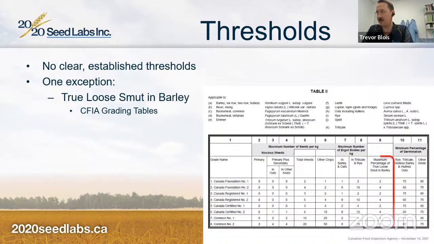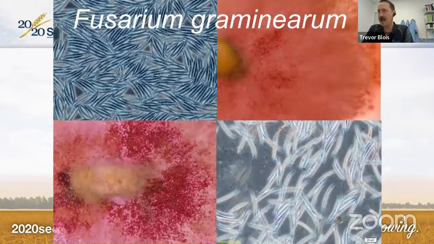accredited test, right? So on table 2 here, you can see the maximum percentage of true loose smut that's allowed in barley, and it's between 2 and 4%. It's 2% for number 1 for pedigreed seed and 4% for number 2. Or 4% for common seed and 6% for number 2 common seed.